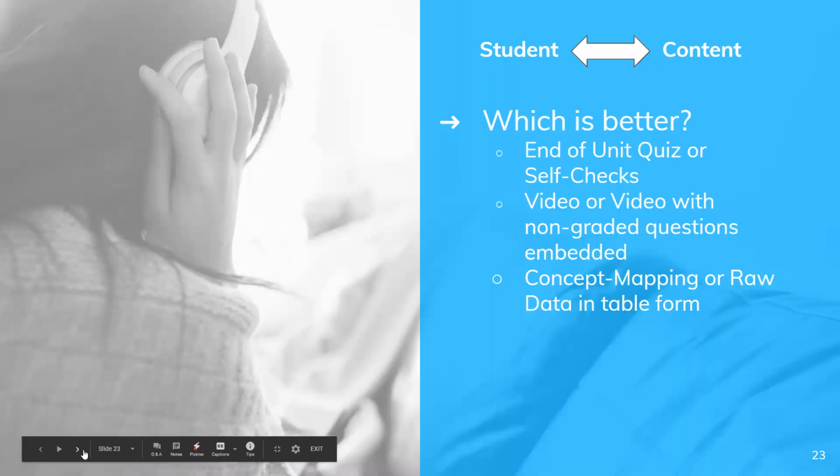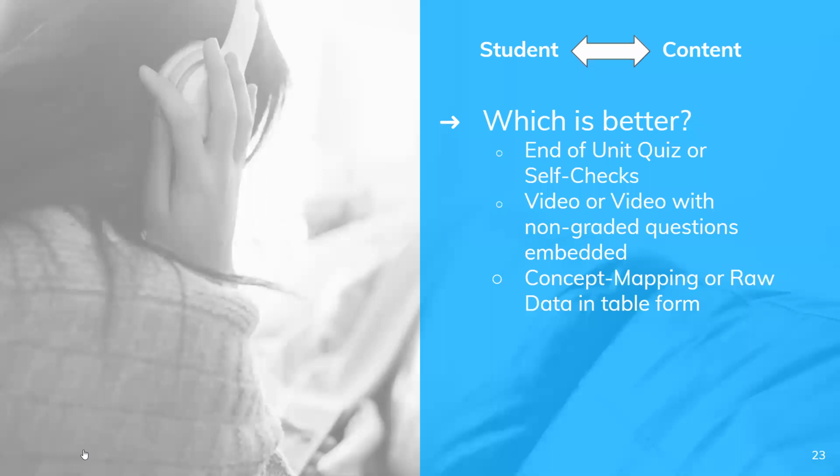So which is better? End of the unit quiz or self-checks? Video or video with non-graded questions embedded? Concept mapping or raw data in table form? So when you're thinking about this, with one assessment that measures the objective, if there's no practice for the student, are they really going to get the content? So having those self-checks so that students can see what it is they're not quite getting also gives you an idea of what needs to be reinforced.